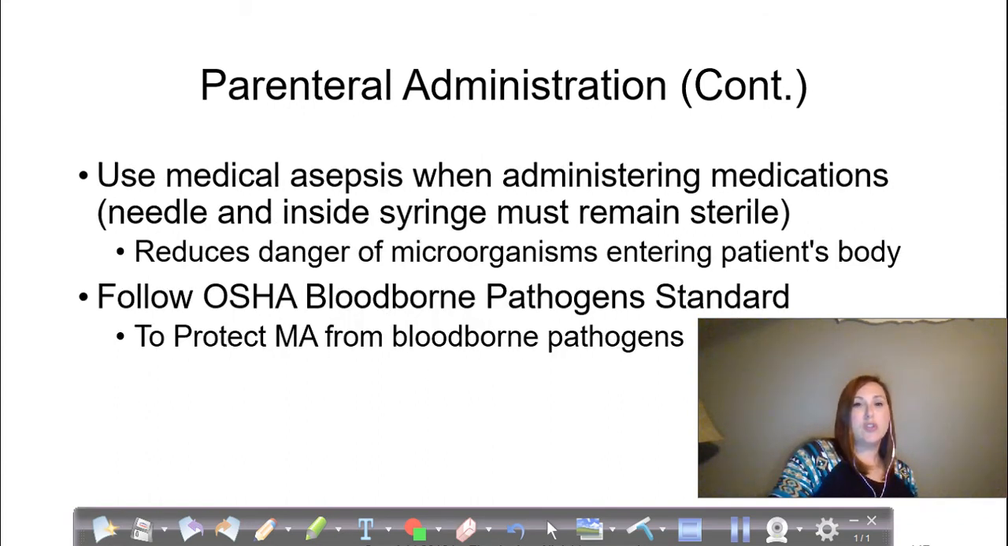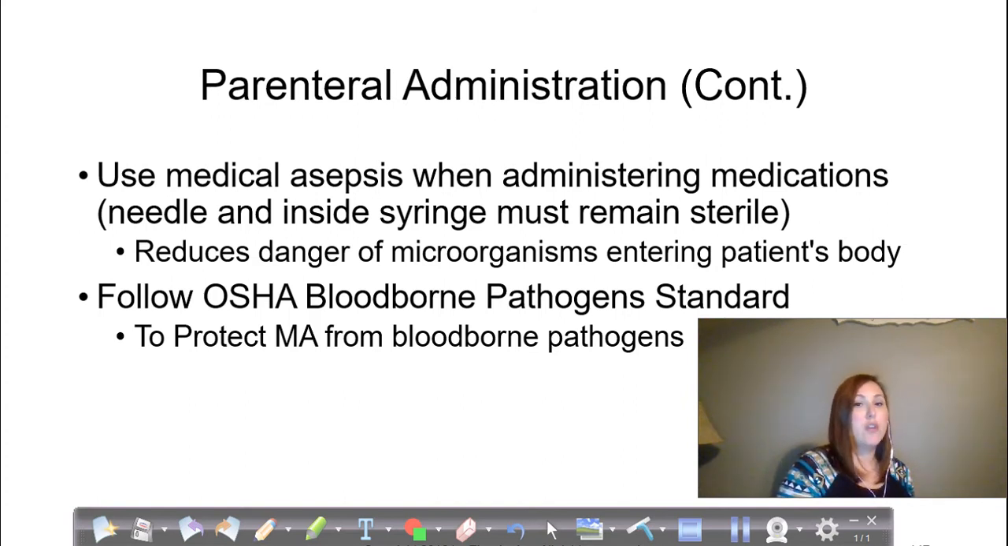So you want to make sure during parenteral administration that you use medical asepsis. The needle and the inside of the syringe must remain sterile. Remember we talked about sterilizing being the most clean you can get on something. It reduces the danger of any pathogens or microorganisms entering the patient's body.